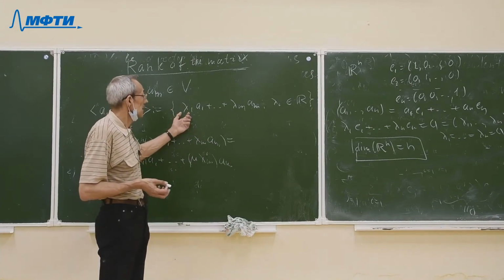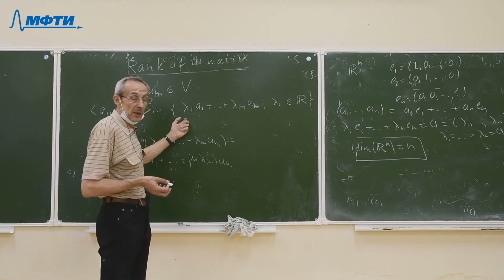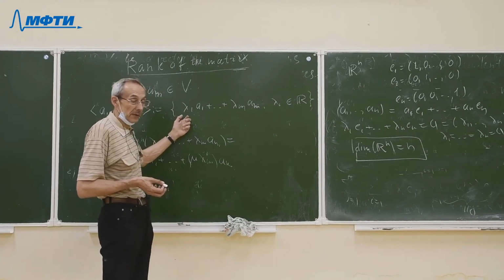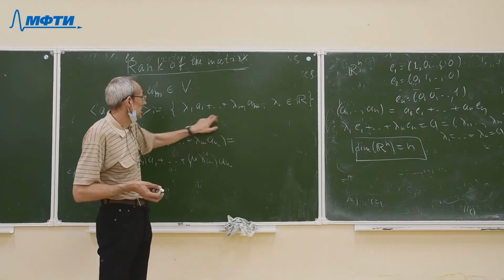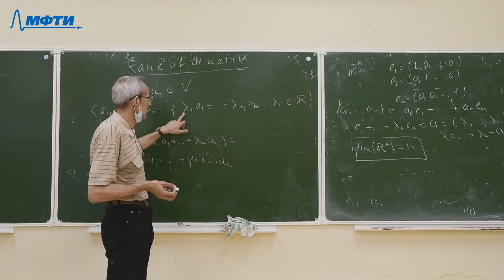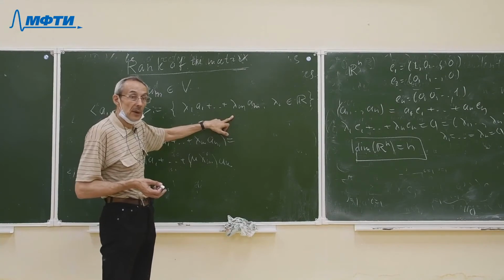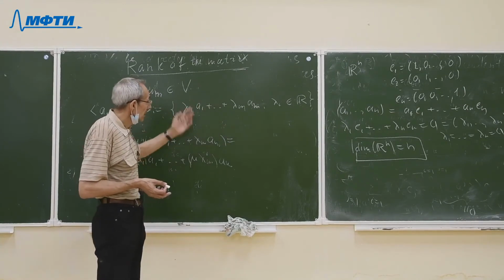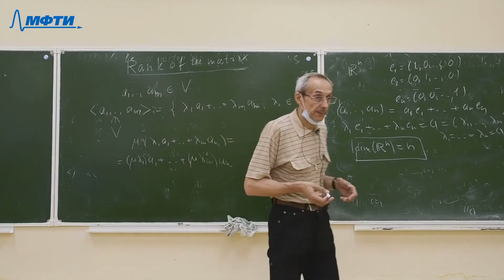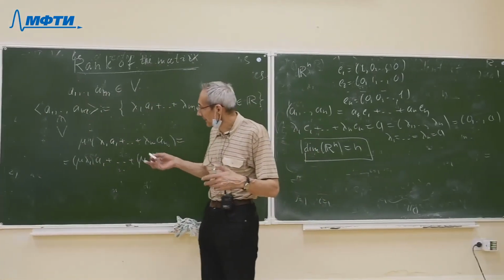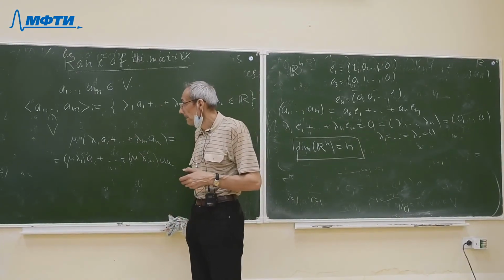It means that the zero vector is contained in this linear span. And if I have some linear combination and change the sign of the coefficients, I obtain the opposite vector. And so the linear span of the vectors is a vector space. The linear span is a vector space.